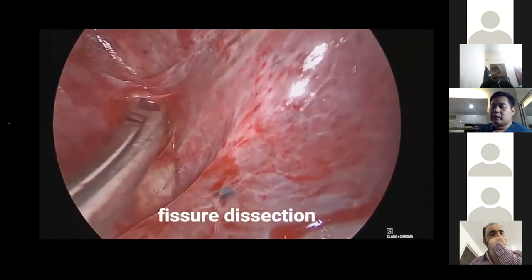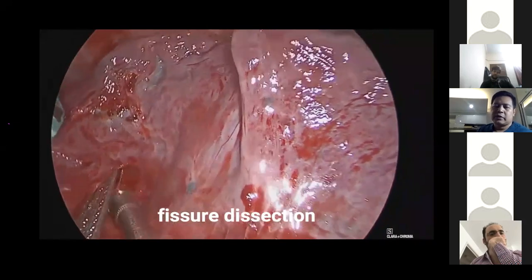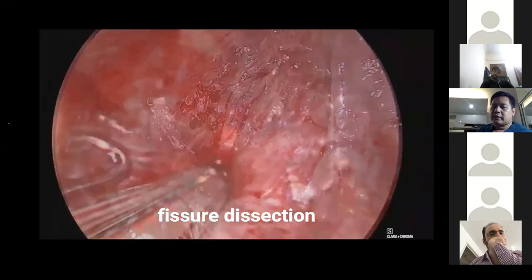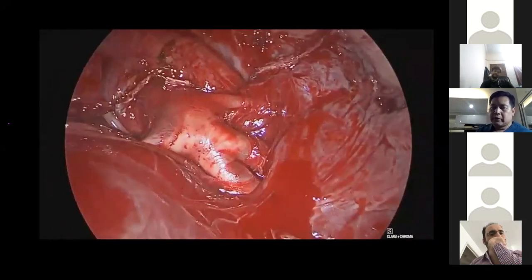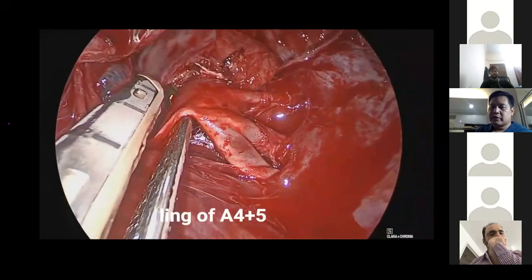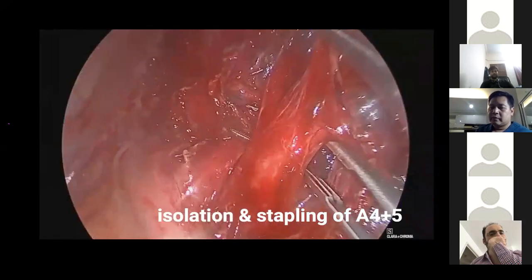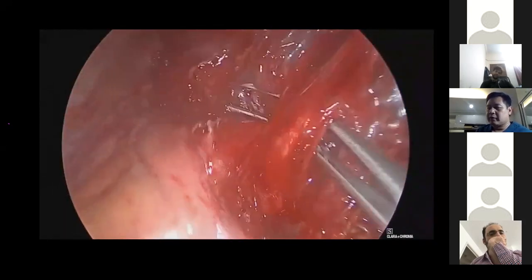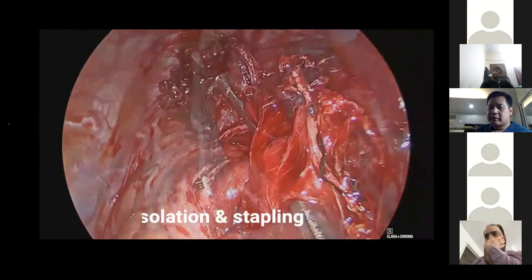Then I go along the fissure and did the dissection along the fissure. So I stapled that incomplete fissure. So you could clearly see there now the branch in the pulmonary artery. This is isolation stapling of the lingular branches, the A4 and A5.